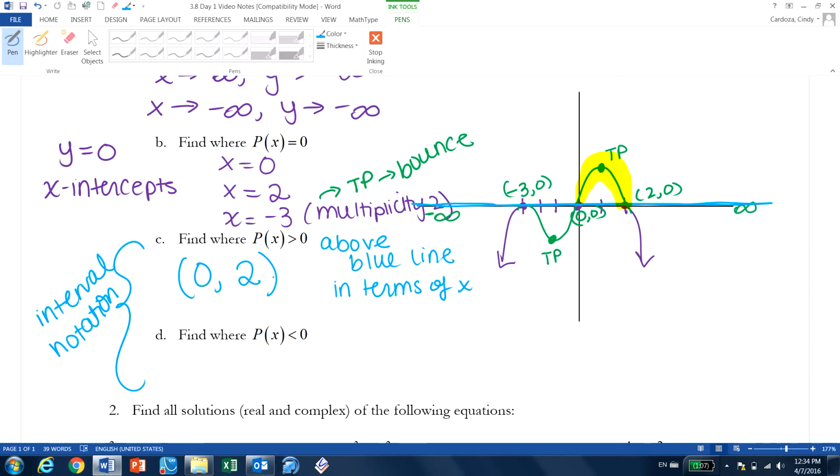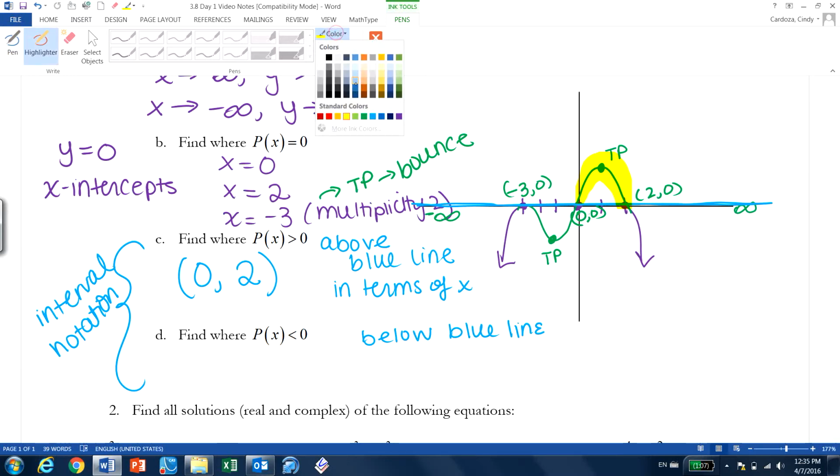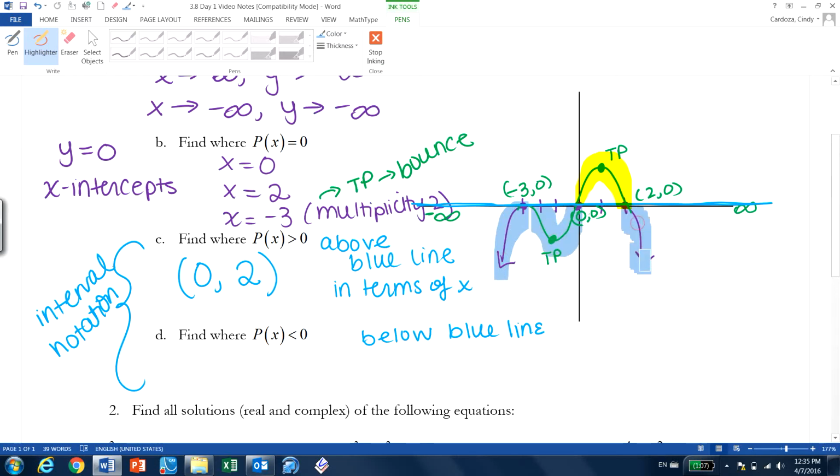Okay? So similarly, I want to find where p of x is less than 0. I want to know where that graph is below the blue line. So I'm going to highlight that in a different color. Okay? And noticing that I only want to know what's below the line. I don't want to know what's on it or above it. So you have to be careful with that negative 3 because that negative 3 is not below the line, it's on the line. So I'm going to actually have 3 intervals, okay?